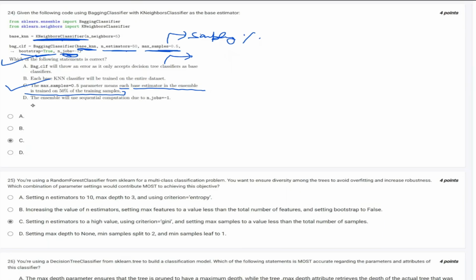So this is right. The ensemble will use sequential computation due to n_jobs equal to -1. No, since it is n_jobs equal to -1, it will use parallel computation. So this is also wrong. So the only option is C.